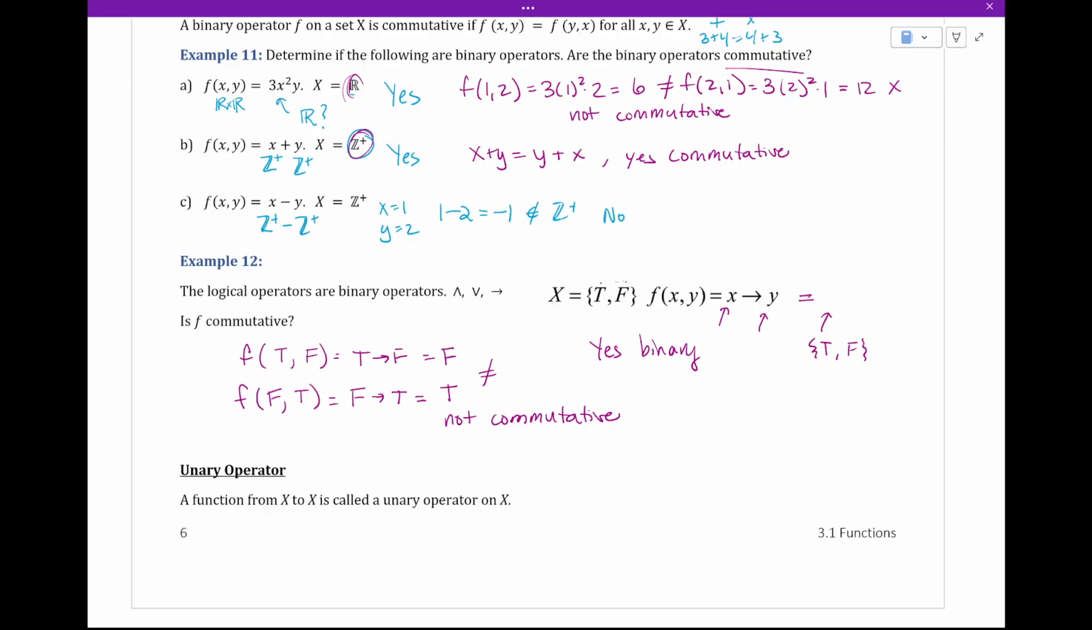All right, last one, a unary operator. A function from x to x is called a unary operator on x. So that would be something that takes real numbers and goes to real numbers, like f of x, where this is the x from up here. So this takes either a true or false value, and it returns either a true or false value.